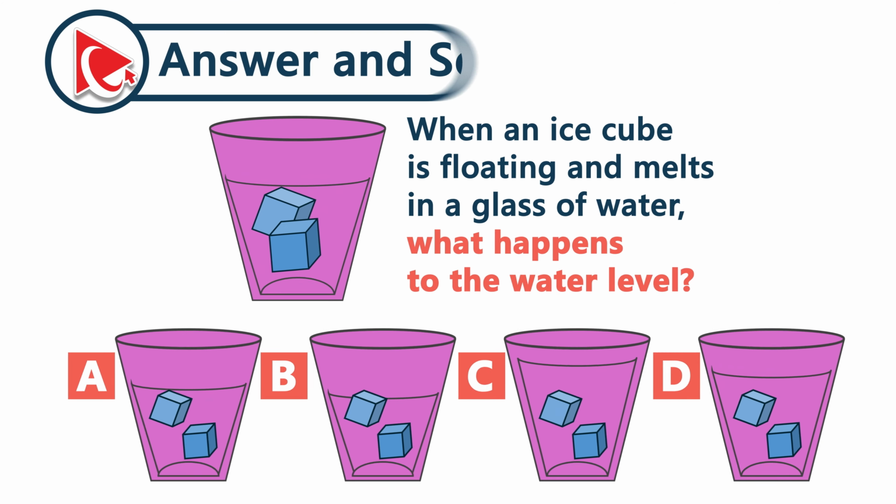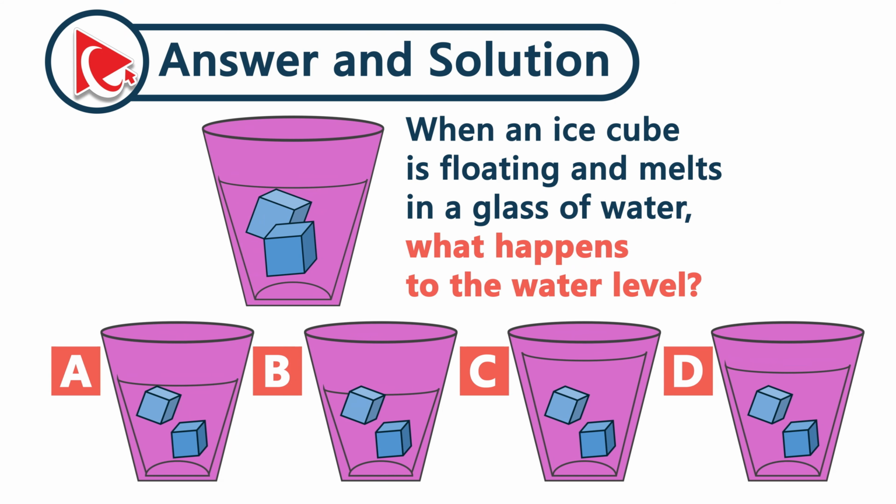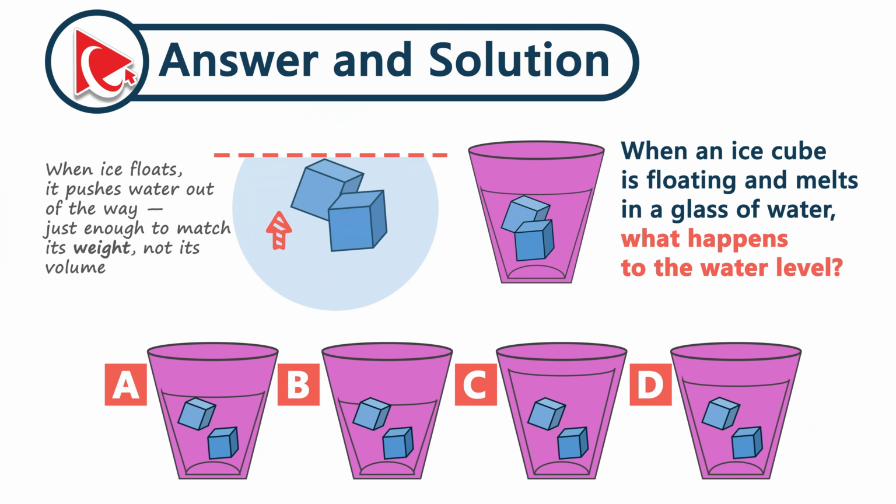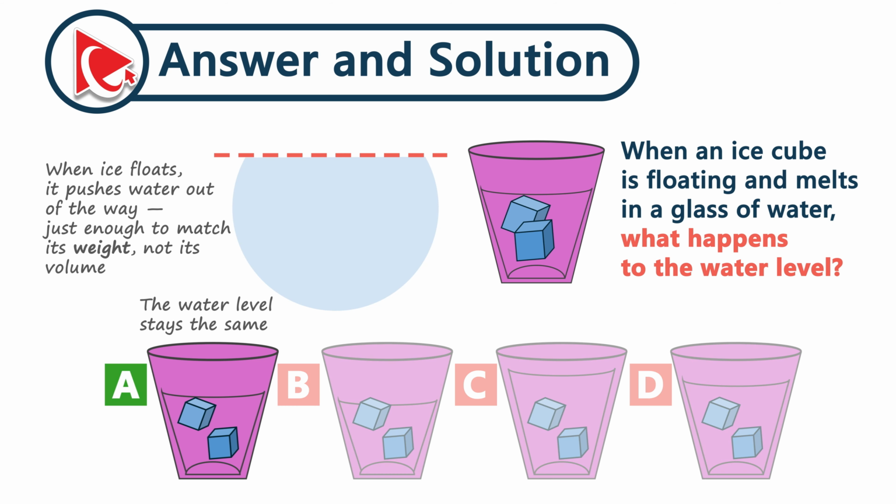Have you ever wondered why your glass doesn't overflow when ice melts? Let's break it down. When ice floats, it pushes water out of the way, just enough to match the weight, but not the volume. That's the key. Ice takes up exactly the space it had originally displaced, so the final answer is choice A.